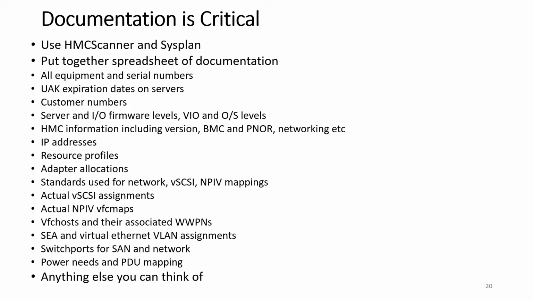I keep track of all kinds of things, from equipment and serial numbers to universal access key expiration dates. I try to get the customer numbers, server and IO firmware levels. All the things that are listed on this page are things that I try to keep track of in my documentation, because I would rather do that as I'm building it than try to go back and retrofit it, and more importantly, suddenly find I have no documentation and I've had a bit of a disaster and have to rebuild everything. So documentation is a very critical part of your VIO server environment.